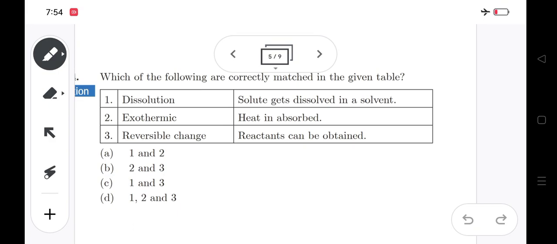Then reversible change: reactants can be obtained. Yes, reversible change is a change which can be reversed back. So from the product, after changing something, we will get the reactants again. So option C, that is 1 and 3, is correct. The others are incorrect. Clear? Yes.